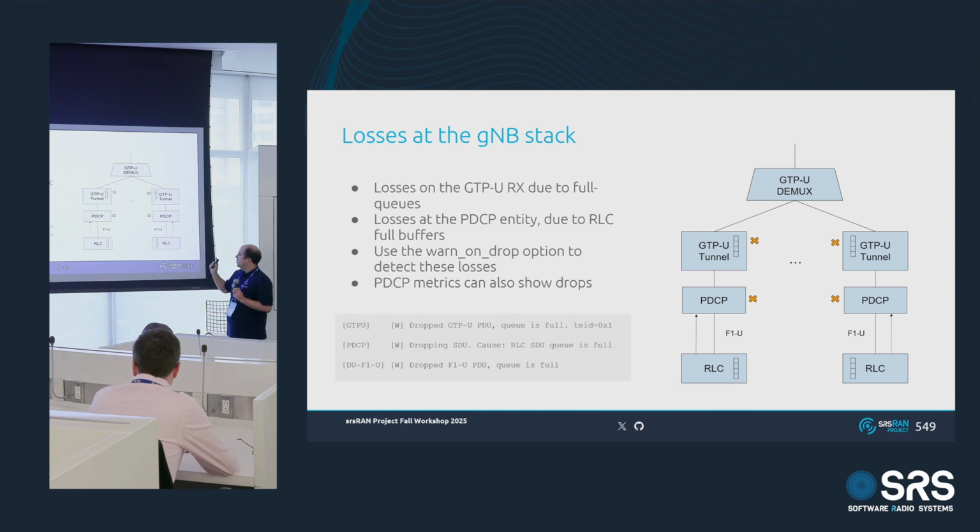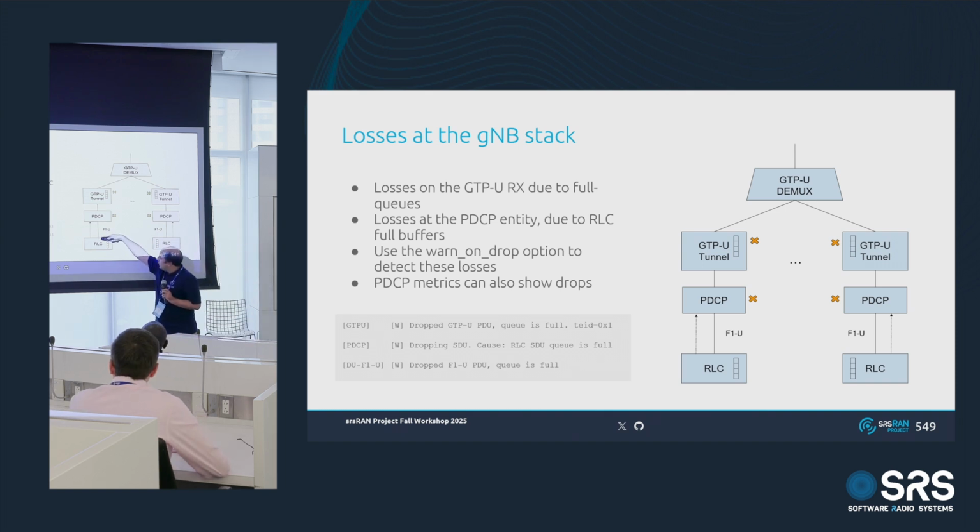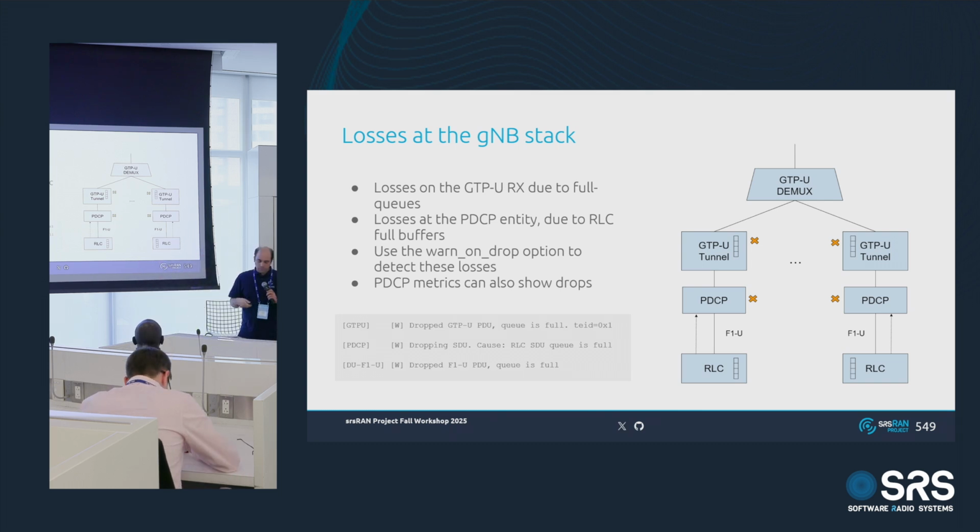There's one other queue that I failed to mention here, which is also in the F1U when transitioning from the CU-UP execution context to the DU. There's another queue you can also drop there. So as you can see, there are many drop points, and this is for the downlink. It's very similar to the uplink. There are some queues also at the end of the GTPU tunnel, and then the transition from the MAC to the RLC.